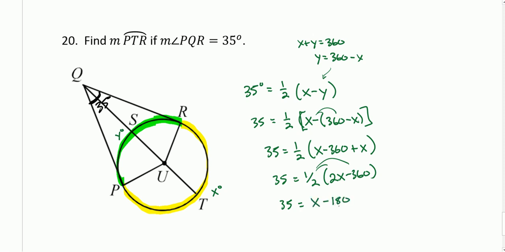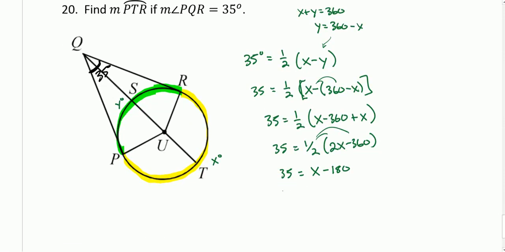So now 180 plus 35 is 215. And if we're looking at angles, that's what x is. And x, we're looking for PTR. PTR is x, and so that's what we're after.